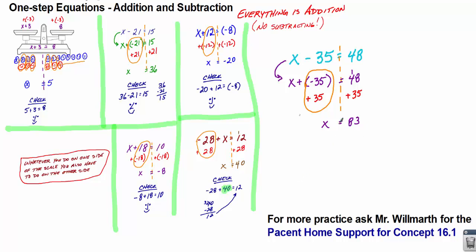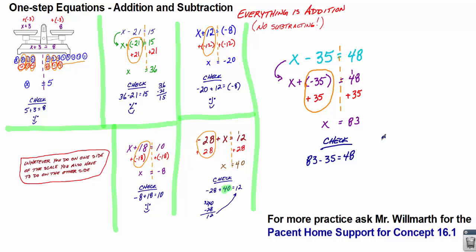Let's check to see if that works. So x is equal to 83, which means where we had x, we're going to put in 83. We're going to take away 35. We're going to see if it's 48. When we do the check, it's okay to do subtraction. We'll do the original problem. We don't have to change it.